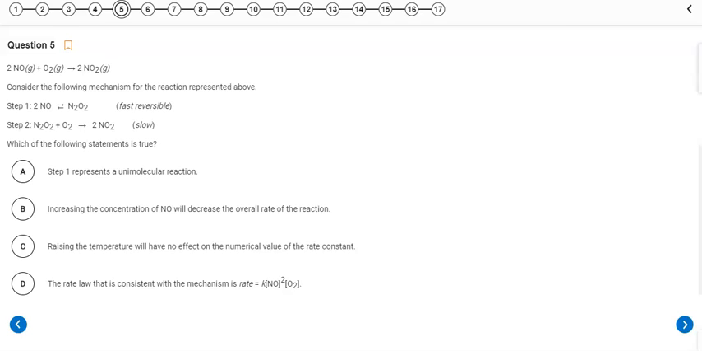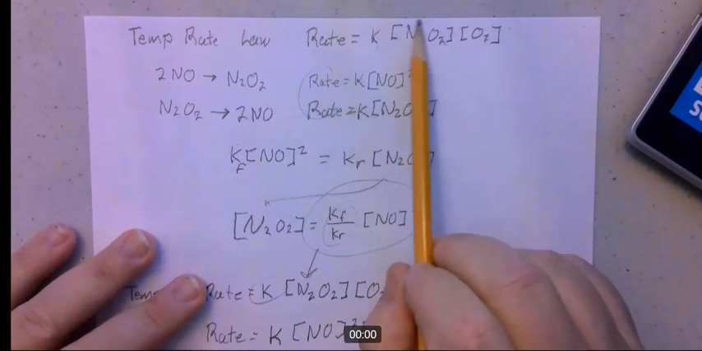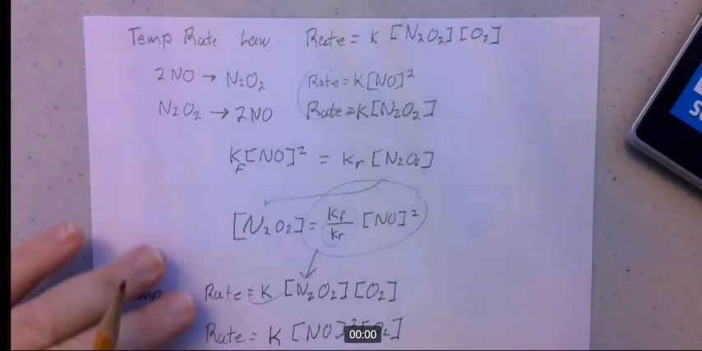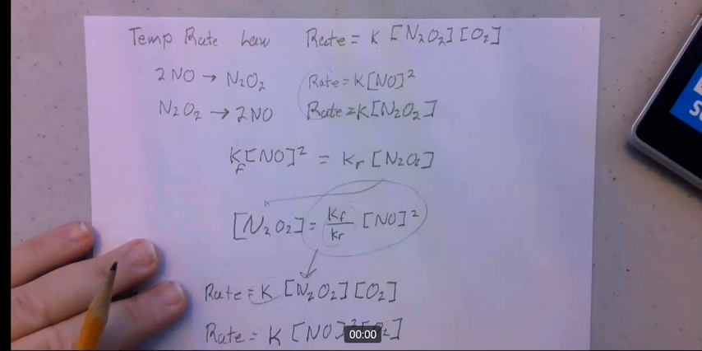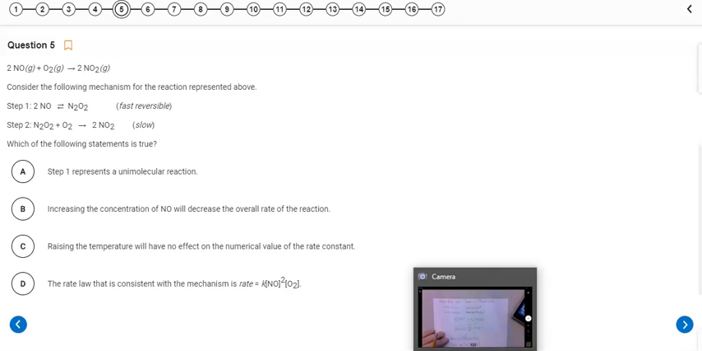So what we have to do is find a way to get rid of this N2O2 and express it in terms of the reactants that are in the original reaction, which are NO and O2. Those are the only two reactants in the original overall reaction, so we have to do that. So again, watch the last 5 minutes of the Kinetics 2 video, the second Kinetics video. It explains this concept, but I'll explain it again.